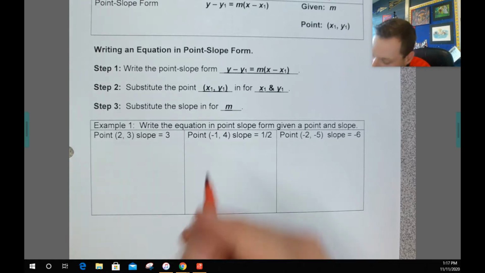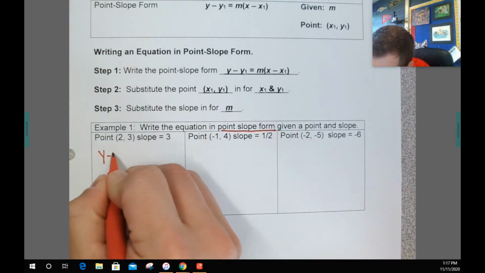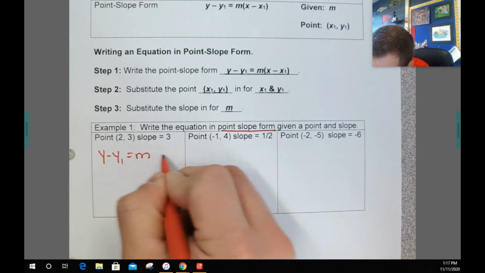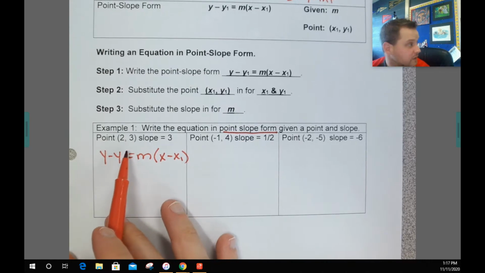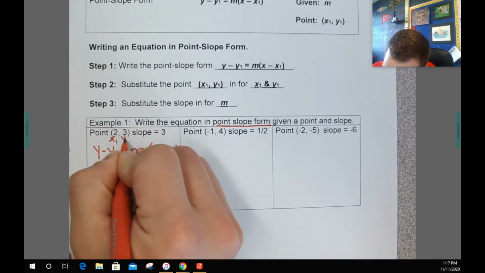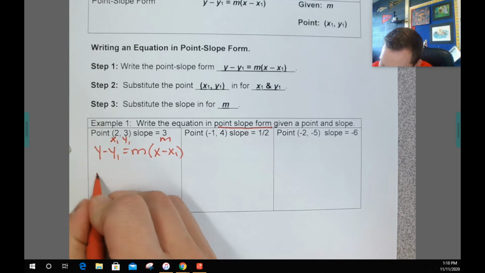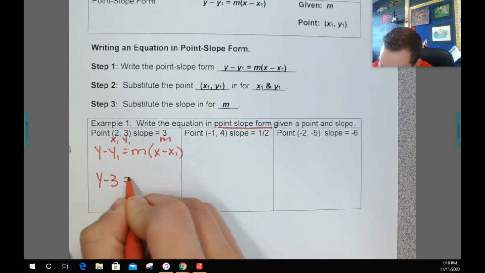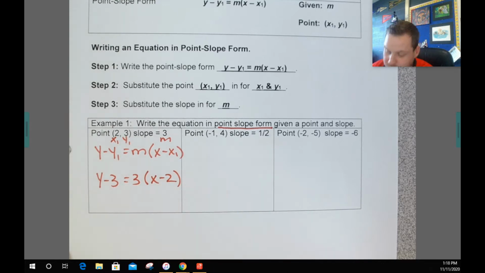Alright? So they want point-slope form. Go ahead and write down the generic formula. And then we go ahead and substitute in. So my point is my x1, y1. My slope is my m. We go ahead and plug them in. Okay, so we're going to have y minus 3 equals 3 x minus 2. Done. That's all they want.